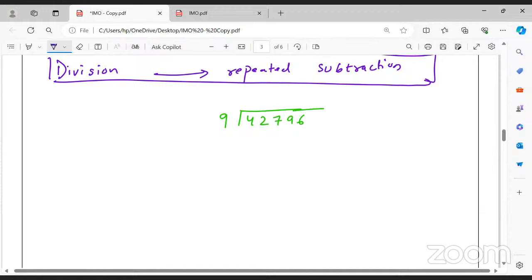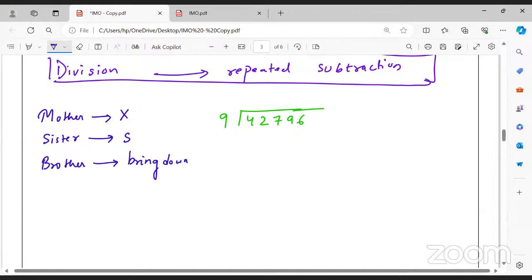Division is like a family. Here, mother is going to play a role. Sister is also going to play a role. And brother is also going to play a role. M for mother, M for multiply. S for sister, S for subtraction. Brother, what does B stand for? B for bring down. Now, how to apply this? See, mother is going to say the multiplication table of 9.